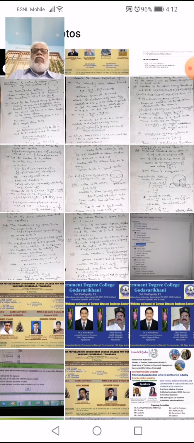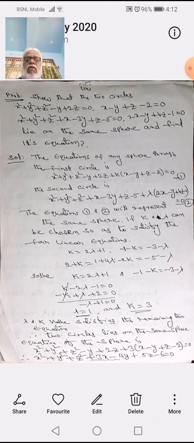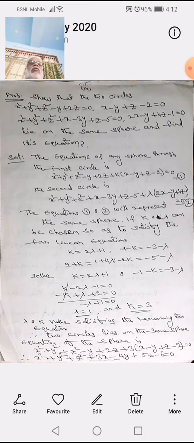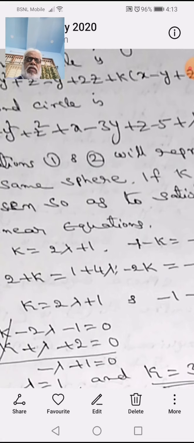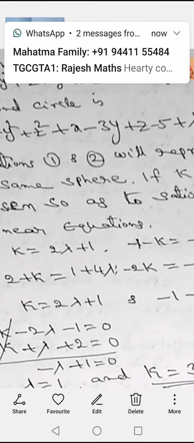So actually, when we say what is the condition, suppose we know in the degree levels, intermediate level, what is that?